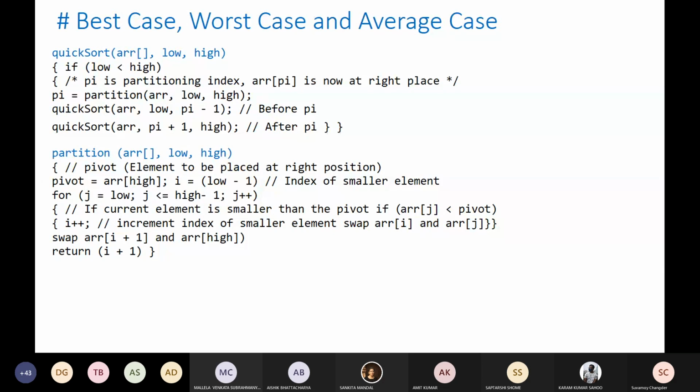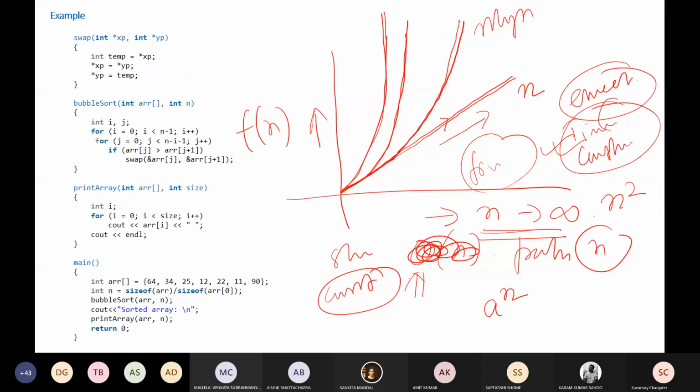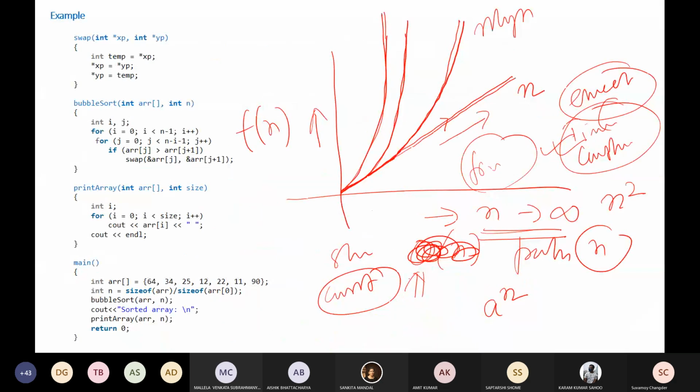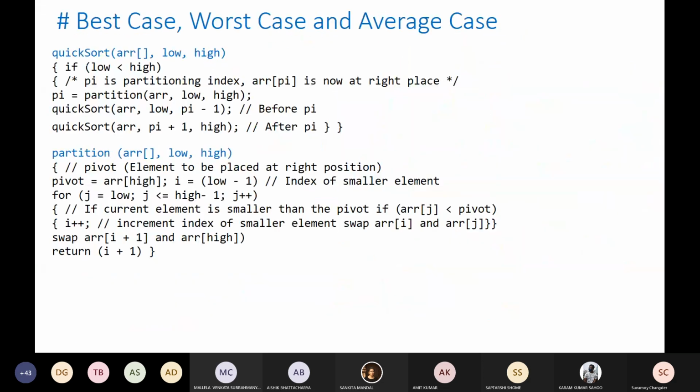Now, okay, thank you. So what we did, we first found out how to calculate or compute the time complexity by following the random access machine model, which is known as the RAM model. Then we went through one example and found that the time complexity is a polynomial, like 4n square plus n plus 4 for this bubble sort.